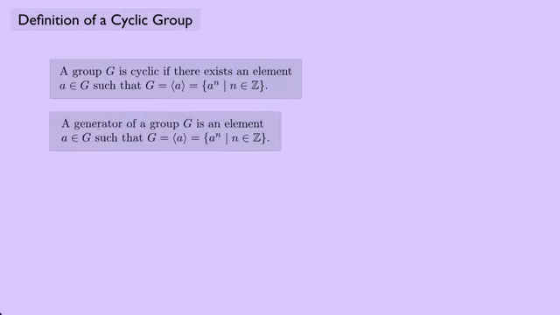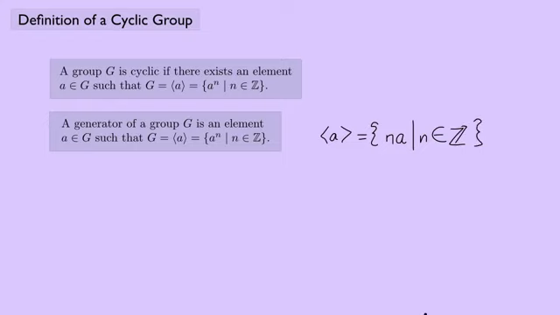And in fact, we can also say what a generator is. A generator of a group G is an element A in G such that G equals all those powers of A, A to the n, where n is any integer. And this is multiplicative notation. If I wanted to rewrite this using additive notation, I could say instead that I have, instead of A to the n, n times A for any integer n. So this is additive notation.